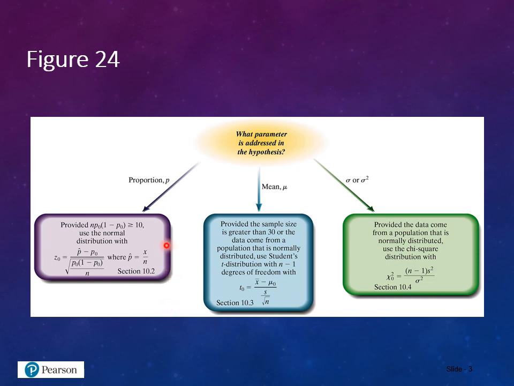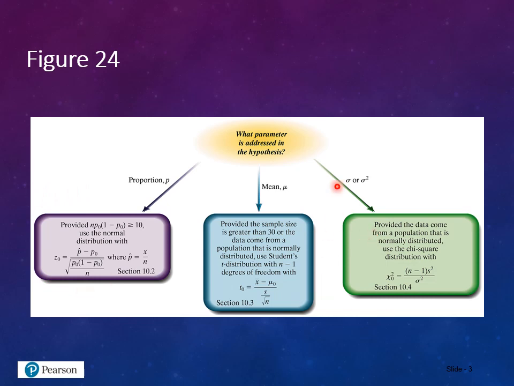then we're always going to make sure that the sample size is big enough and we have a normal distribution. And then we're going to use the z-score. And we can see this in section 10.2, the methods that we use there.